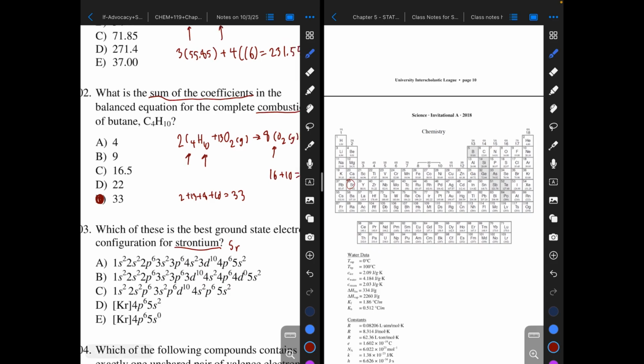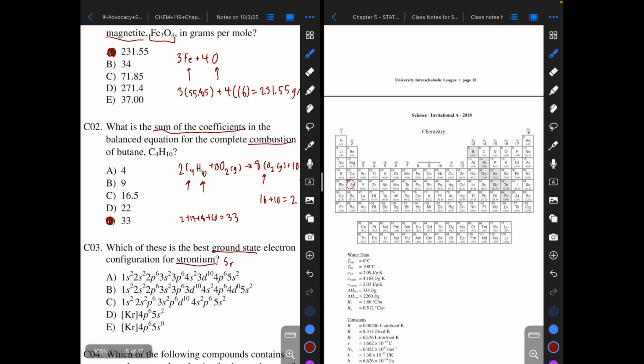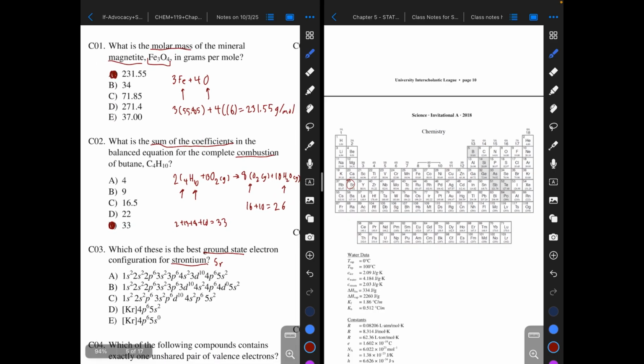So now we're trying to find the best ground state electron configuration. What does ground state mean? It means there are no excited electrons. So no electrons will be going in a shell that hasn't been filled. Every shell below that is going to be filled. So let's first draw the electron configuration on our own.